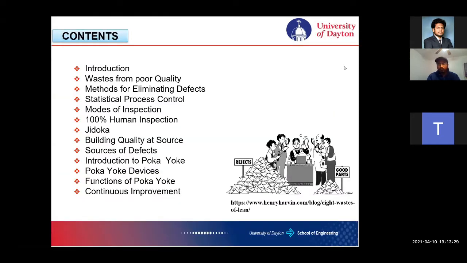This presentation will include waste from poor quality, methods for eliminating defects, statistical process control, modes of inspection, 100% human inspection, Jidoka, building quality at source, sources of defects, introduction to Poka-yoke devices, functions of Poka-yoke, and continuous improvement.